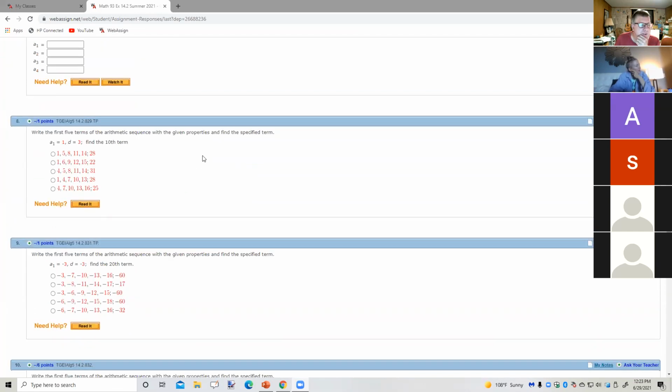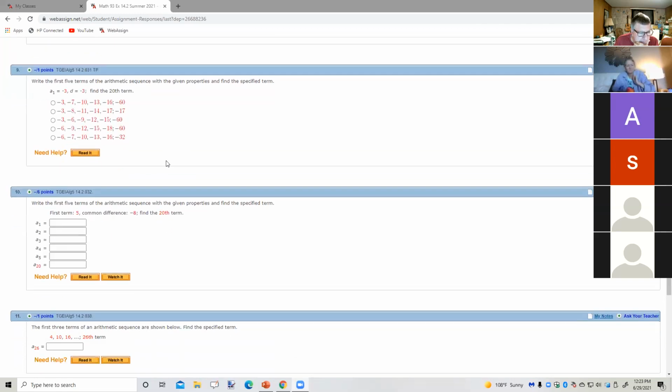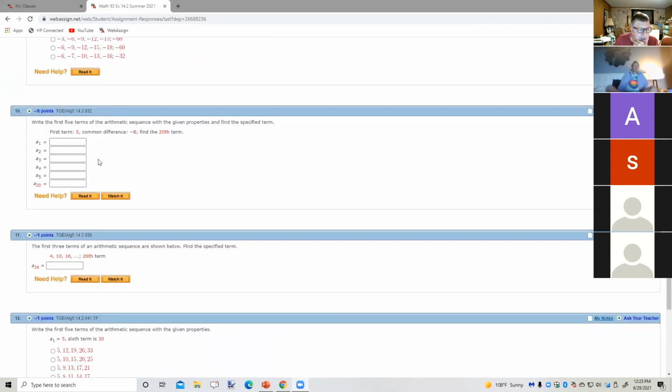Okay, take a look at number 8, for instance. It says, write the first 5 terms of the arithmetic sequence with the given properties and find the specified term. So here they want a sub 1, a sub 2, a sub 3, a sub 4, a sub 5, and a sub 10, because it's asking you for the first 5 plus the 10th one, right? So you're going to do the problem and then choose whichever one matches that. It's kind of self-explanatory. It says, write the first 5 terms and the specified term. So you're going to fill in the boxes. You don't have to rewrite a sub 1 because it's already written there.